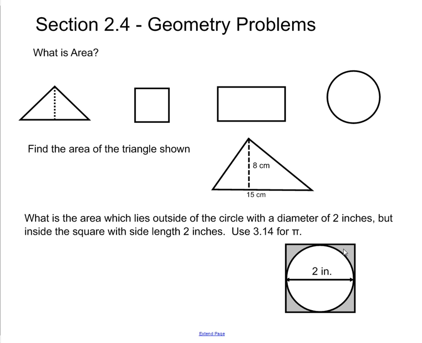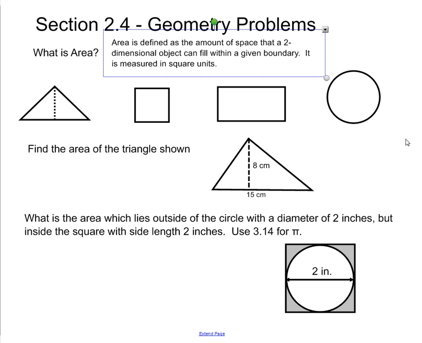Well, we just last saw a video that asked us, what is perimeter? Well, perimeter was the distance around the outer edge of a two-dimensional object, one of these shapes for instance. But what is area? Well, area can be defined as follows. Area is defined as the amount of space that a two-dimensional object can fill within a given boundary. It's always measured in square units, so it's not the same units as the lengths of the sides.